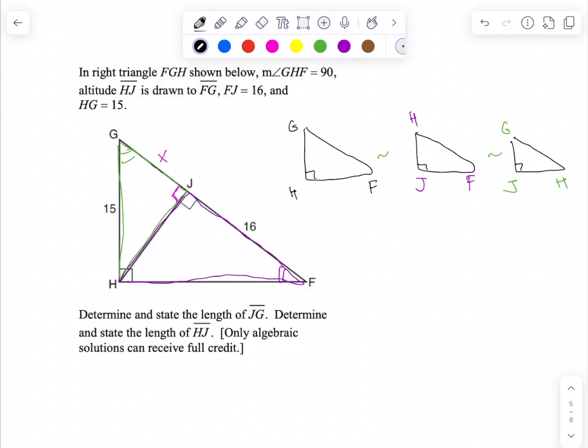So we have that GH is 15, and there's two spots with GH, so be careful of that. We're looking for GJ, and JF is 16.